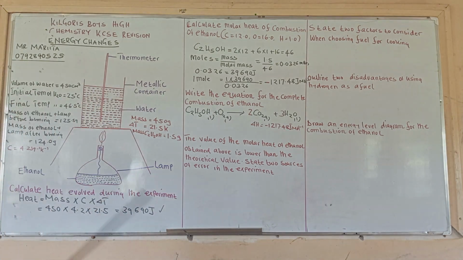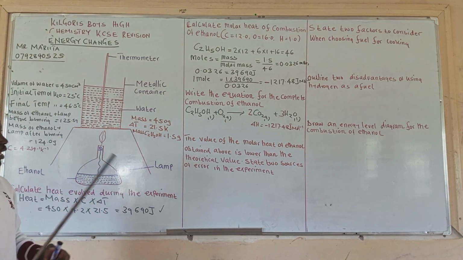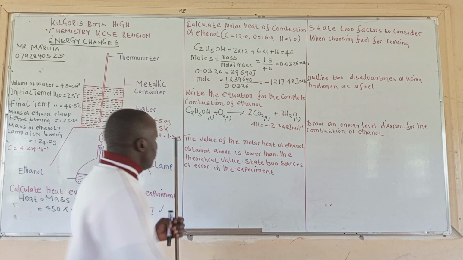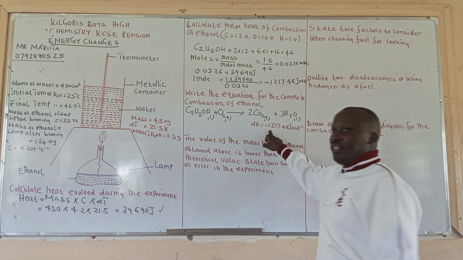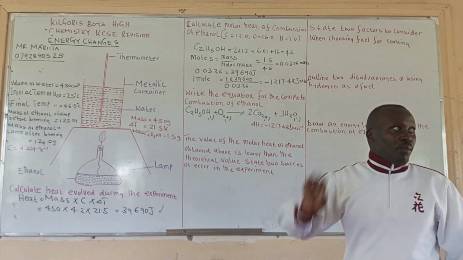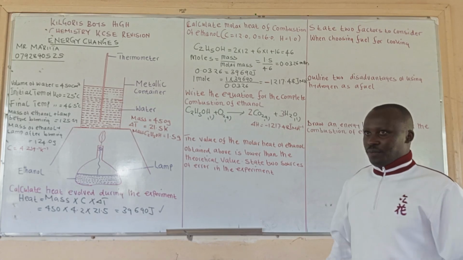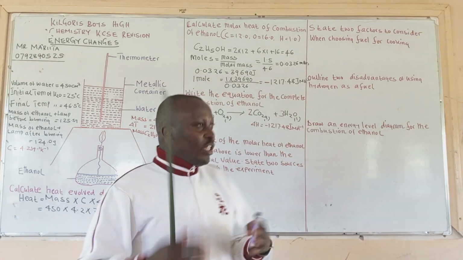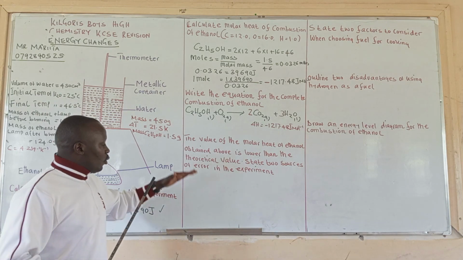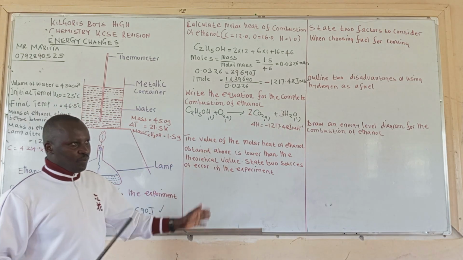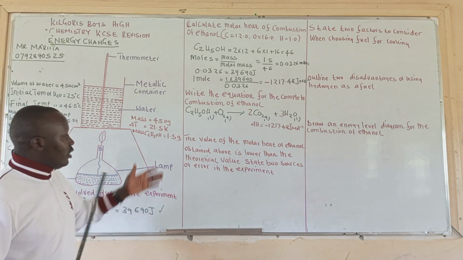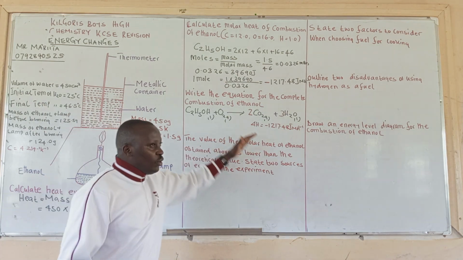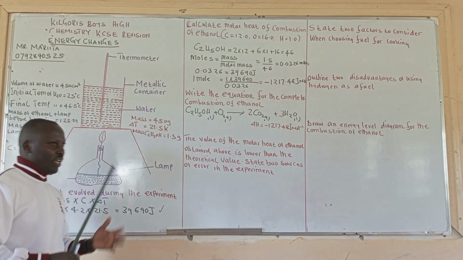Now, the value of the molar heat of ethanol obtained above is lower than the theoretical value. The value we are obtaining, negative 1317.48 joules per mole, is lower than the theoretical value. Why is that? State two sources of error in this experiment. Why did we not get the correct value for the molar heat of combustion of ethanol? Instead of getting the actual value, we are getting a lower value. What are the sources of error in this experiment?